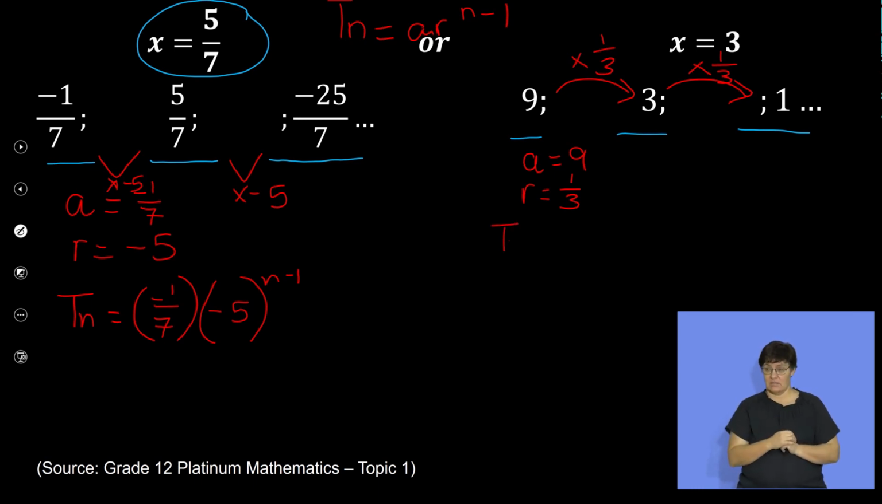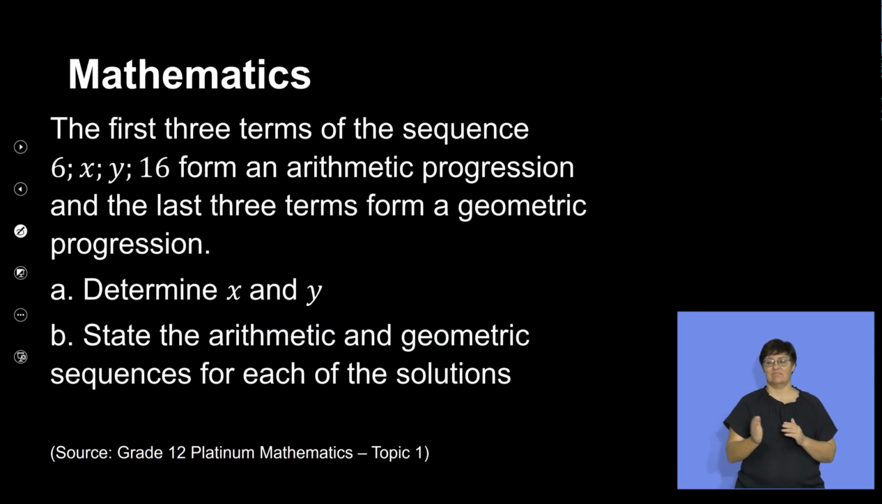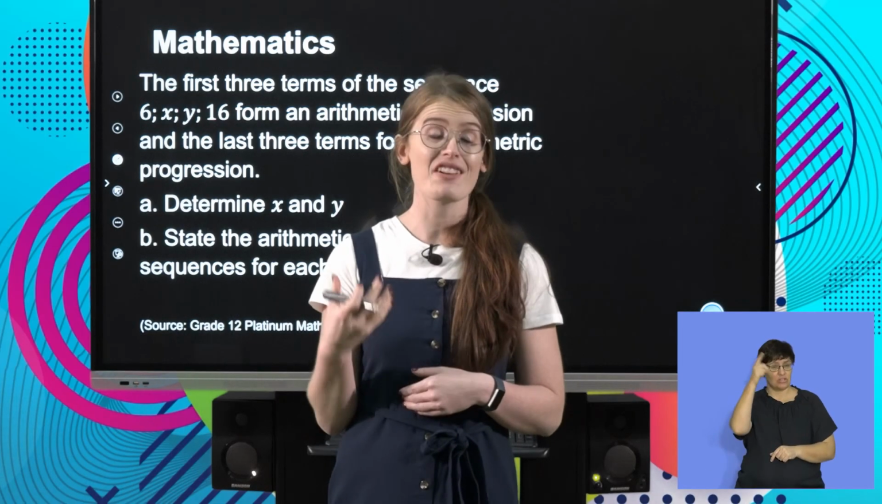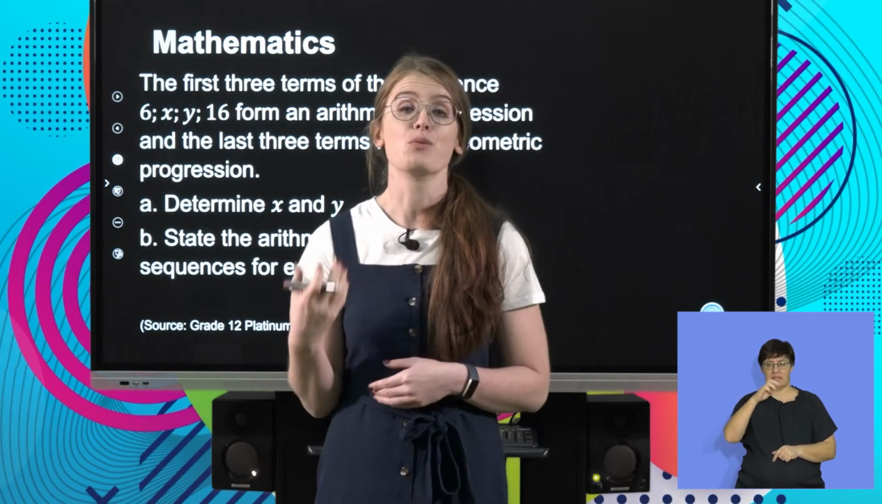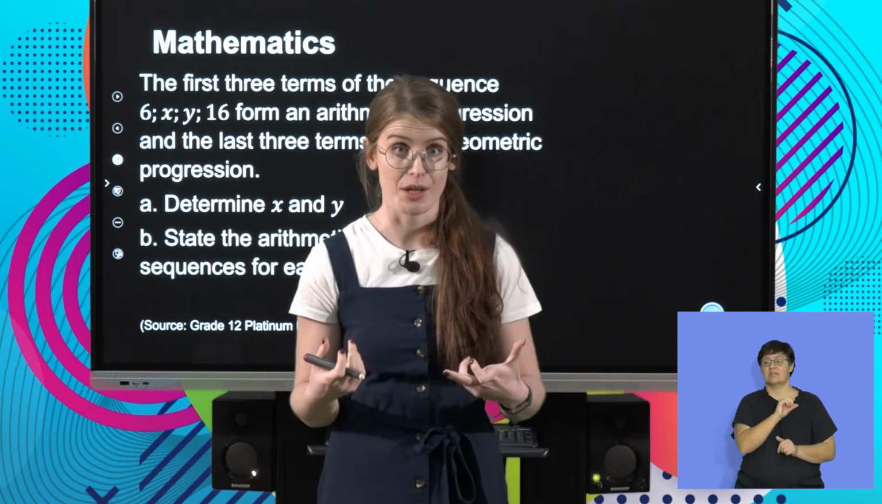So Tn will be equal to n, or A, which is 9, times a third to the power of n minus 1. So that's the end of that question, everybody. We're now going to look at the next example. The next example is going to require your knowledge of arithmetic sequences as well as geometric sequences.